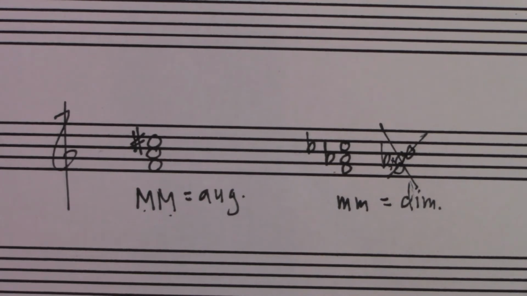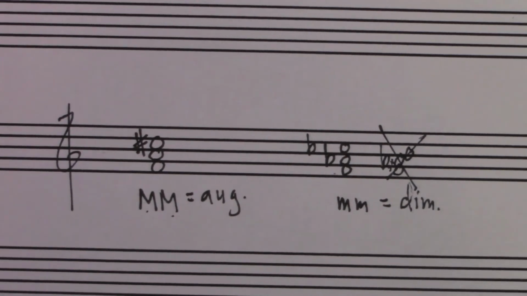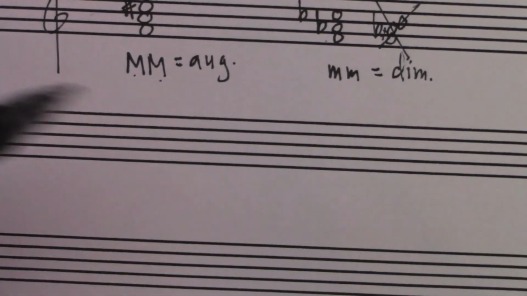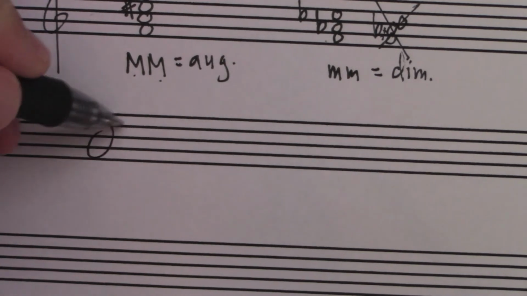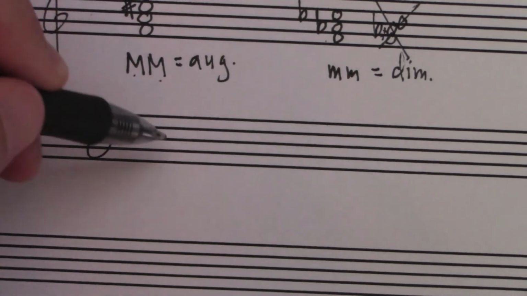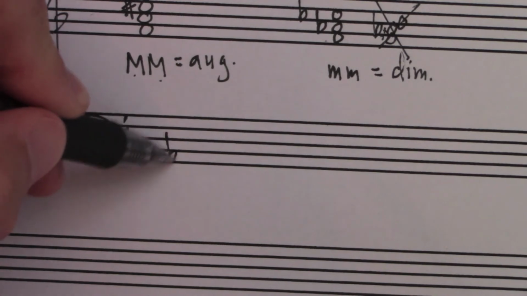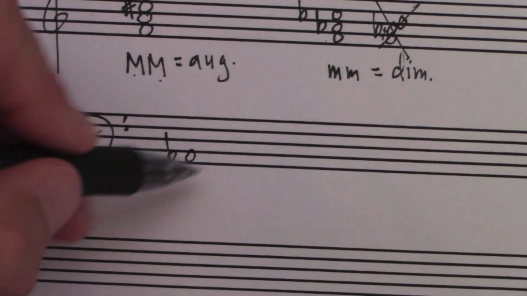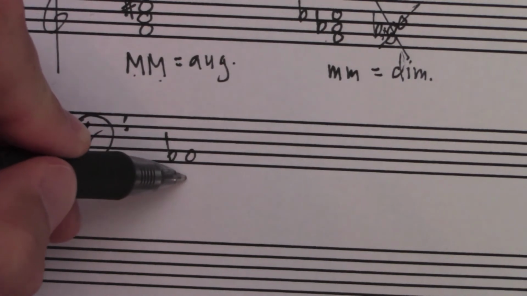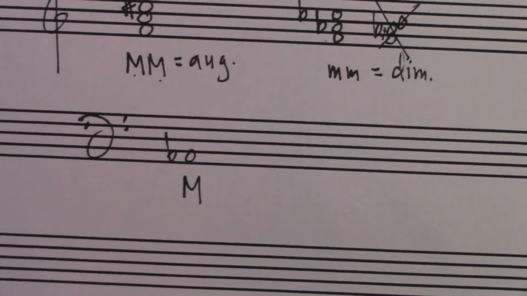All right, so first thing is memorize that. Major triad is major minor. Minor triad, minor major. Augmented triad is major major. Diminished triad is minor minor. So that if you were given a root, say A flat, and we want to make a major triad, how do we do that?